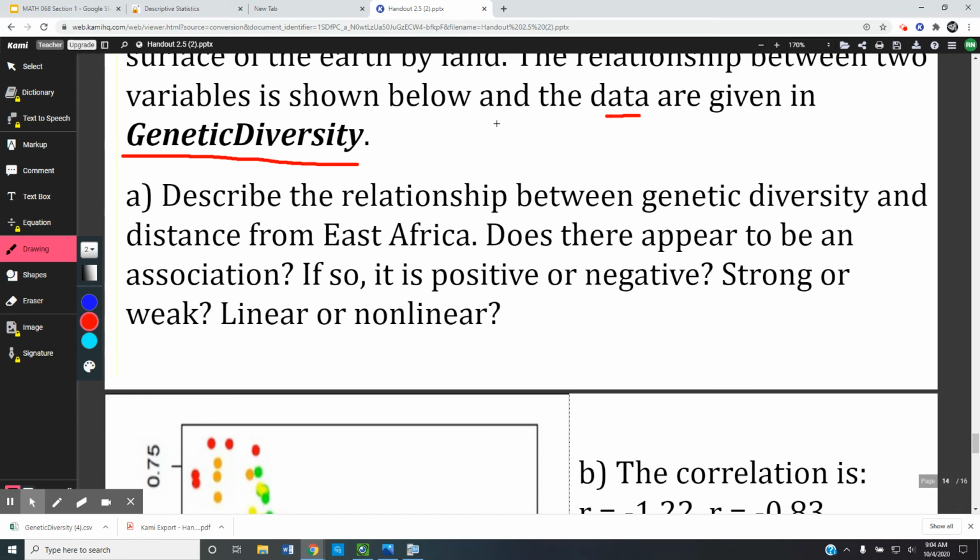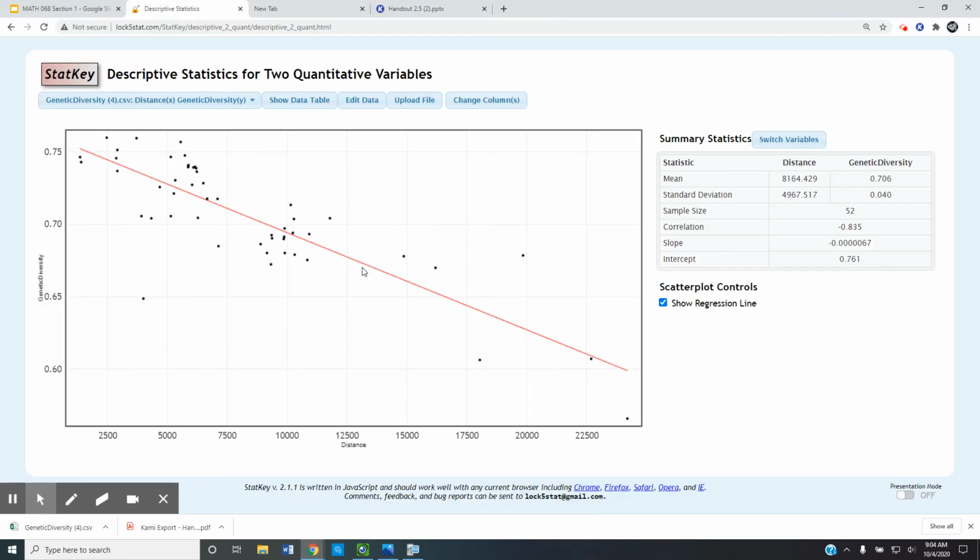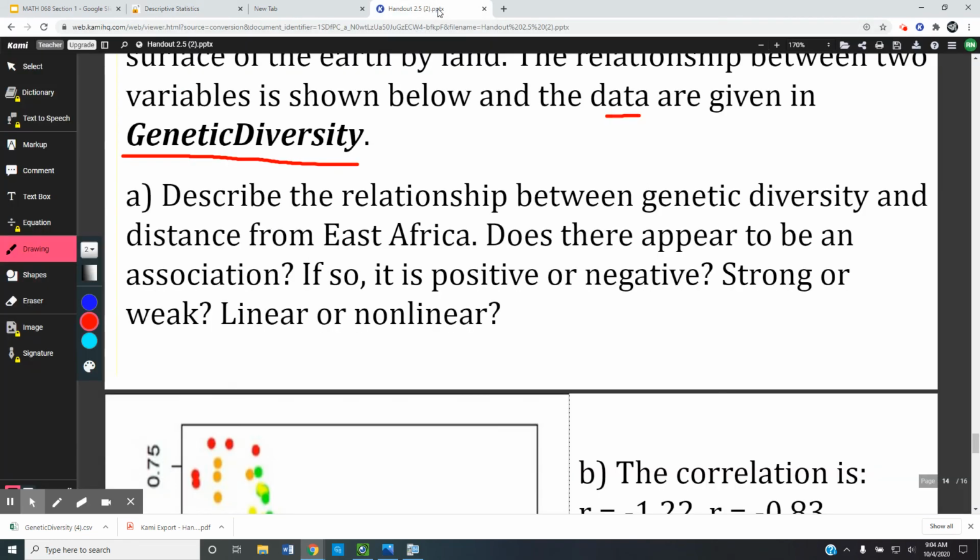And is it linear or nonlinear? It is definitely a linear association because it forms a linear trend. If it was a U shape or an S shape or some other shape, then we'd have a different discussion. But in this class, everything's linear based.